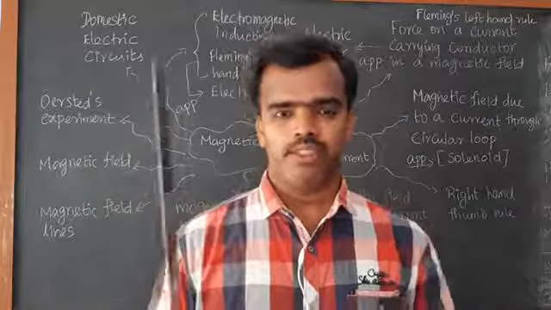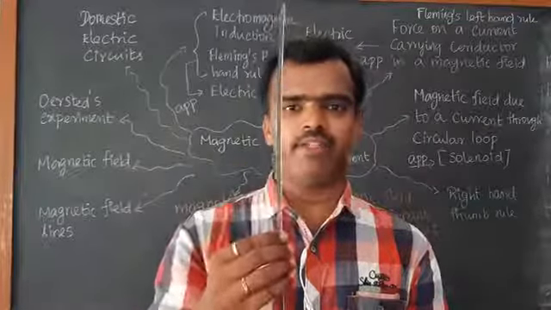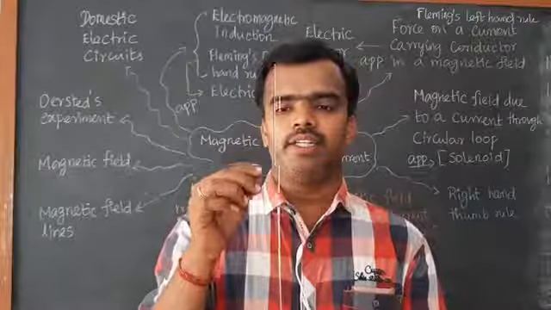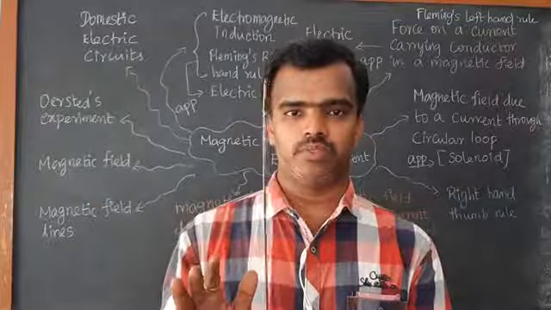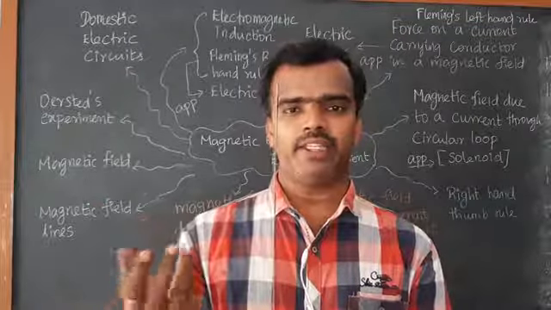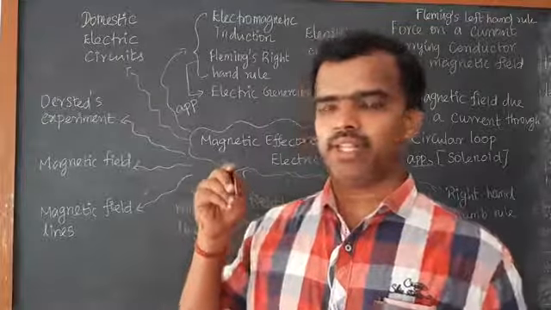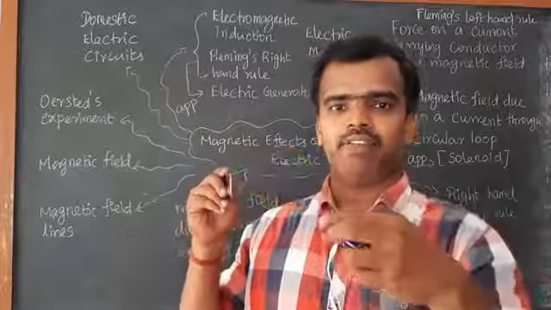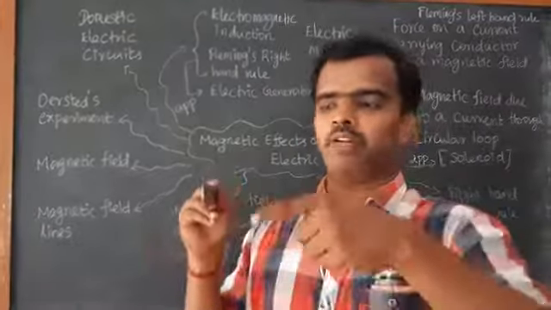So assume that this scale is carrying some current. If it carries some current, then in the perpendicular direction the magnetic field will be produced. If I show it like this, it will be easy. So this is the straight line conductor, and the magnetic field will be produced in a circular shape, which is perpendicular to this one.